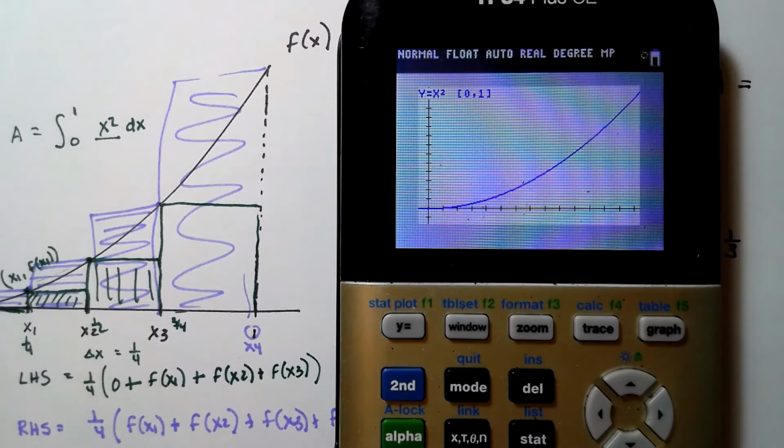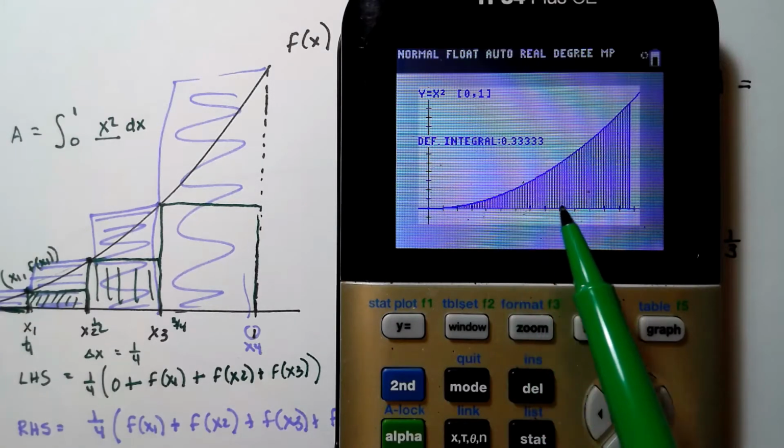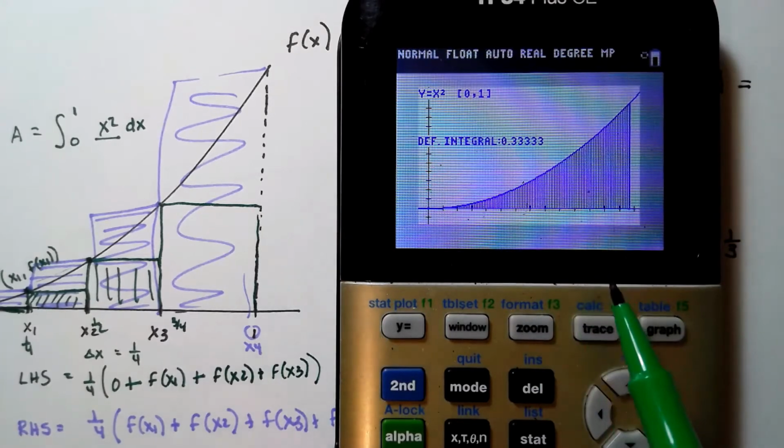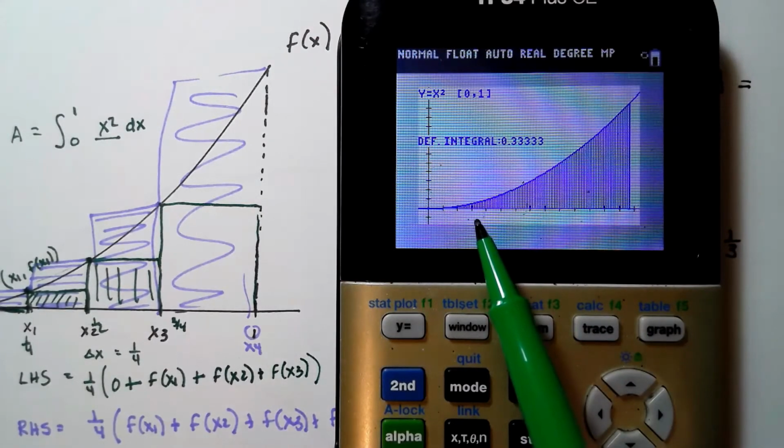I want to know exactly what the area under this curve is. And as you can see, the number of rectangles has increased significantly, and it's 0.333, or 1/3. So again, this is a limiting value.